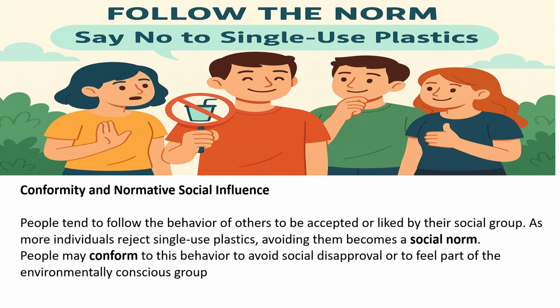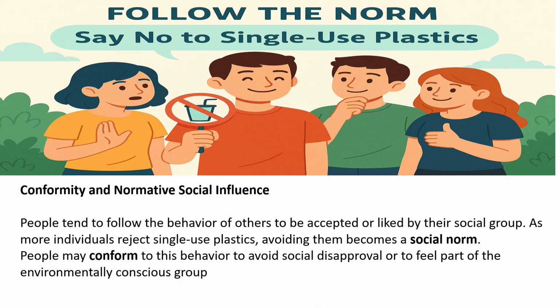If you want to explain the conformity, we can say this is compliance, but in terms of social influence, we can call it normative social influence. Because people tend to follow the behavior of others to be accepted or liked by their social groups. As more individuals reject single use plastics, avoiding them becomes a social norm. People may conform to this behavior to avoid social disapproval or to feel part of the environmentally conscious group. So this is the answer. You can pick up some technical words, which are social norms, conform, and also normative social influence.